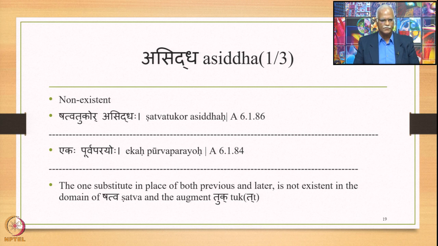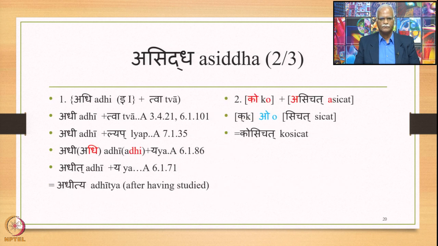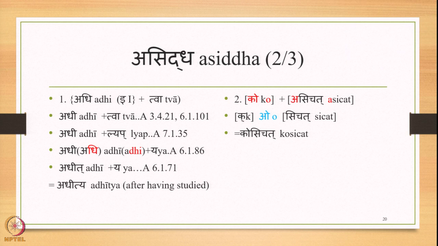Tuk means ta. I repeat, the one substitute in place of both, ekaha purva parayoho, previous and latter, is not existent, asiddhaha, in the domain of shatva and tuk, shatva tukoho. Let us take the examples. So, the first example is that of the suffix tva being added to the verbal root e, to study, with the preverb adhi.